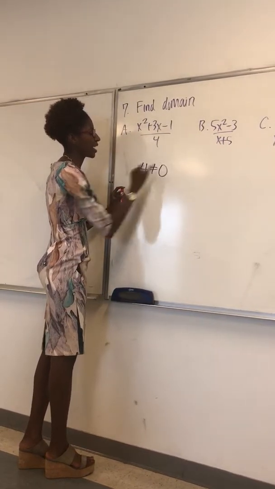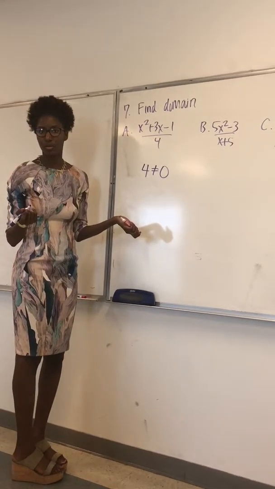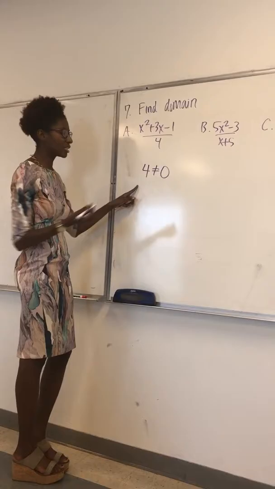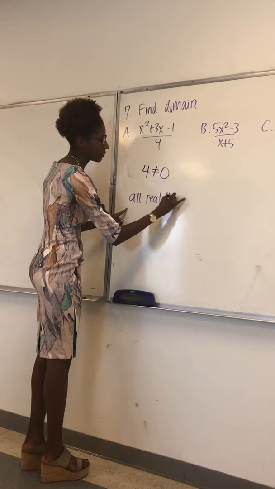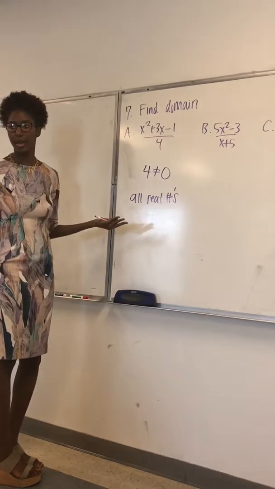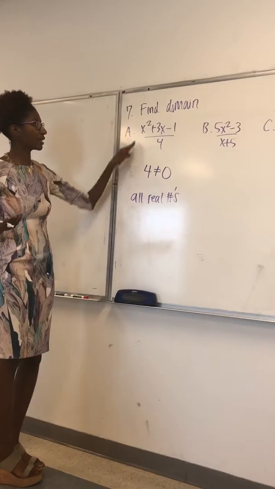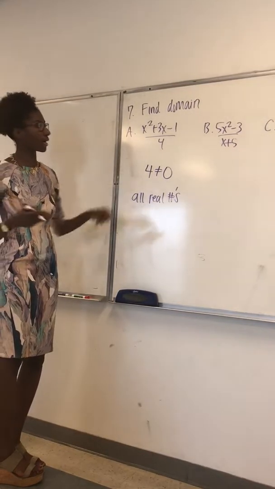So for this first one, we have 4 doesn't equal 0. That makes sense, right? 4 doesn't equal 0. So when you get something that does make sense, that's going to be all real numbers. So basically what this means is you can plug in any number for x, and you'll always get an answer back, okay?